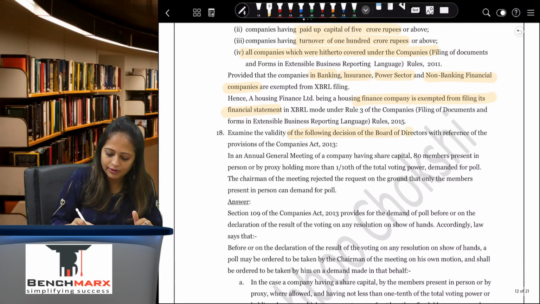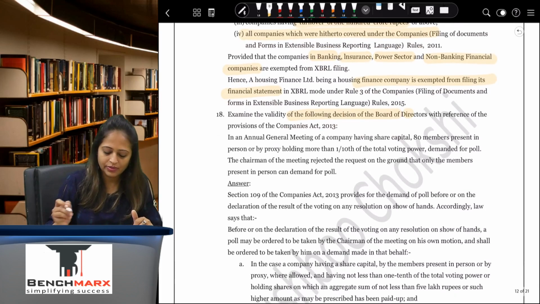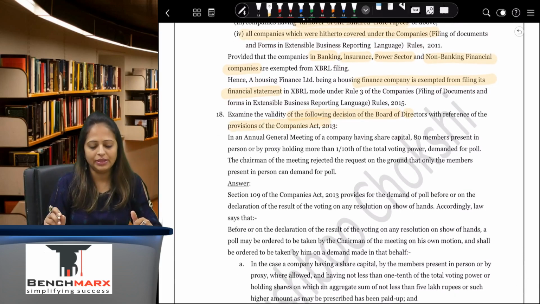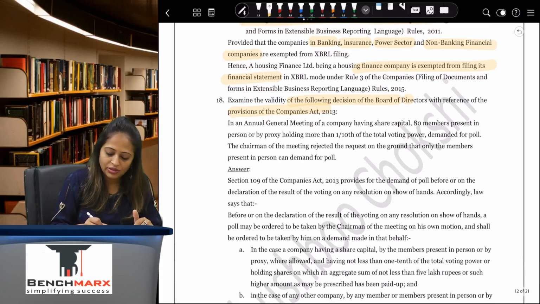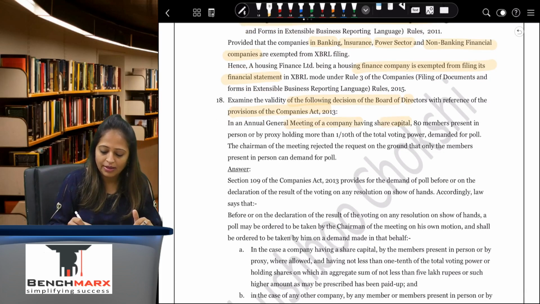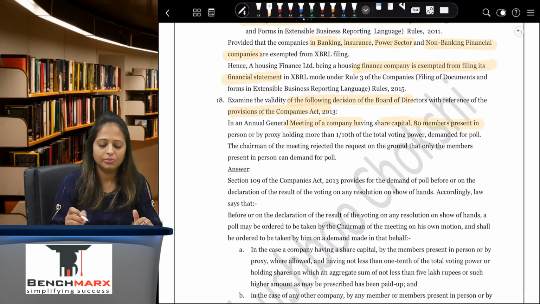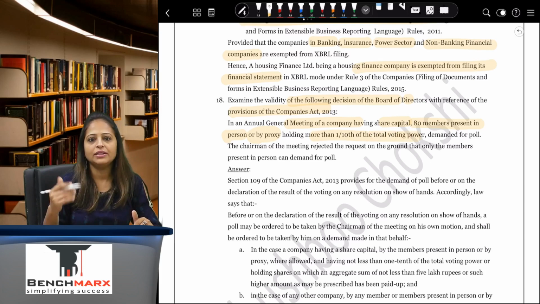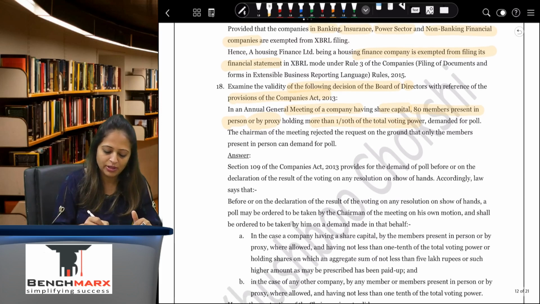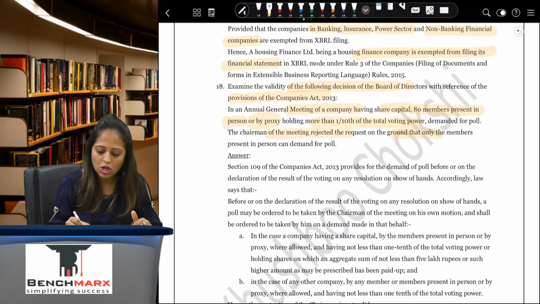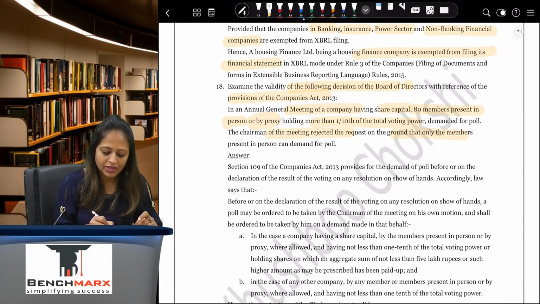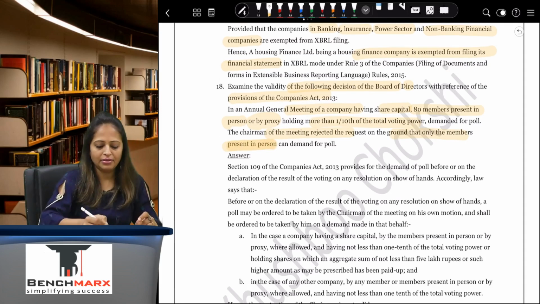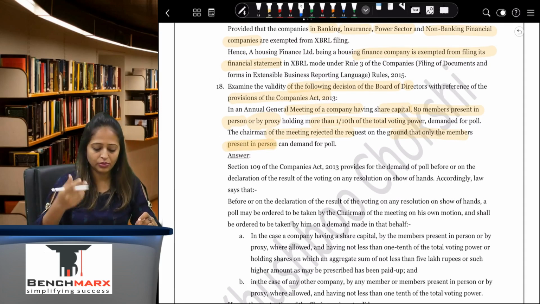Examine the validity of the following decision of the Board of Directors with reference to the provisions of the Companies Act. In an annual general meeting of the company having share capital, 80 members present in person or by proxy, holding more than 1/10 of the total voting power, demanded a poll. The Chairman of the meeting rejected the request on the ground that only the members present in person can demand a poll. So here, what is the answer?